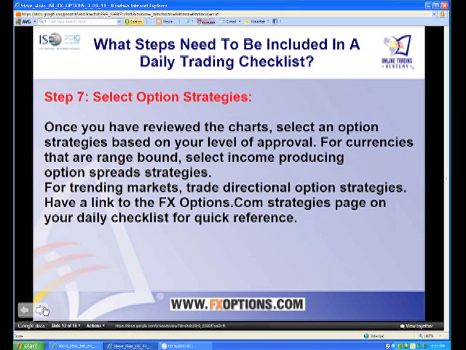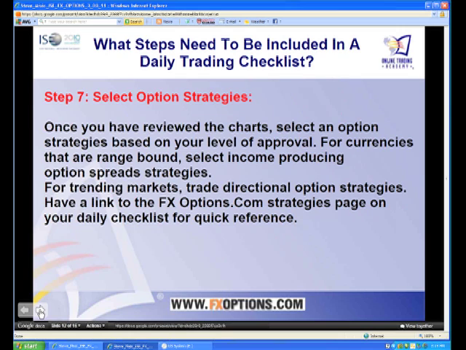So then I'm going to select the option strategies based on what I've seen. If I look at my charts and I see that I have a range-bound market, I can do income-producing option spreads if I'm approved for that. And I can also do directional spreads if I see a trending market. So it would make sense on your daily checklist to have a link to the ISEFXoptions.com strategies page. Then you can go right to that strategies page and say, well, I've got a market here that's trading in some kind of a channel, so maybe I'll do iron condors. And then you can pretty much figure out your strategies.